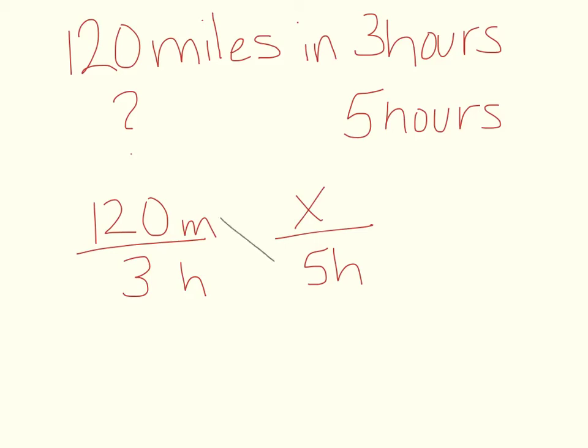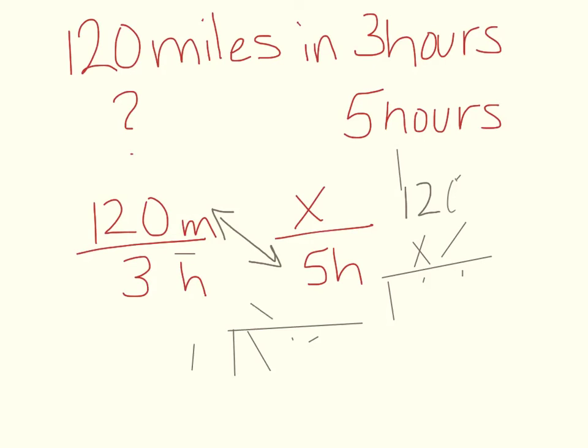Now again, you want to look diagonally, and you're going to multiply first 120 times 5, and then we're going to take the result and divide by 3. So 600 divided by 3. And now I can put zeros in the remaining spots. So that is 200 miles in 5 hours.